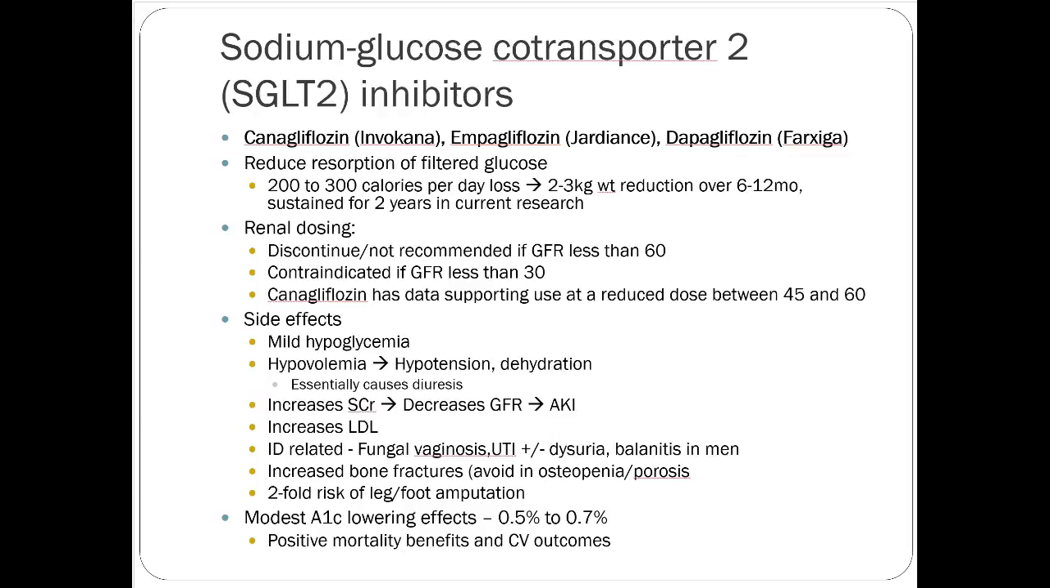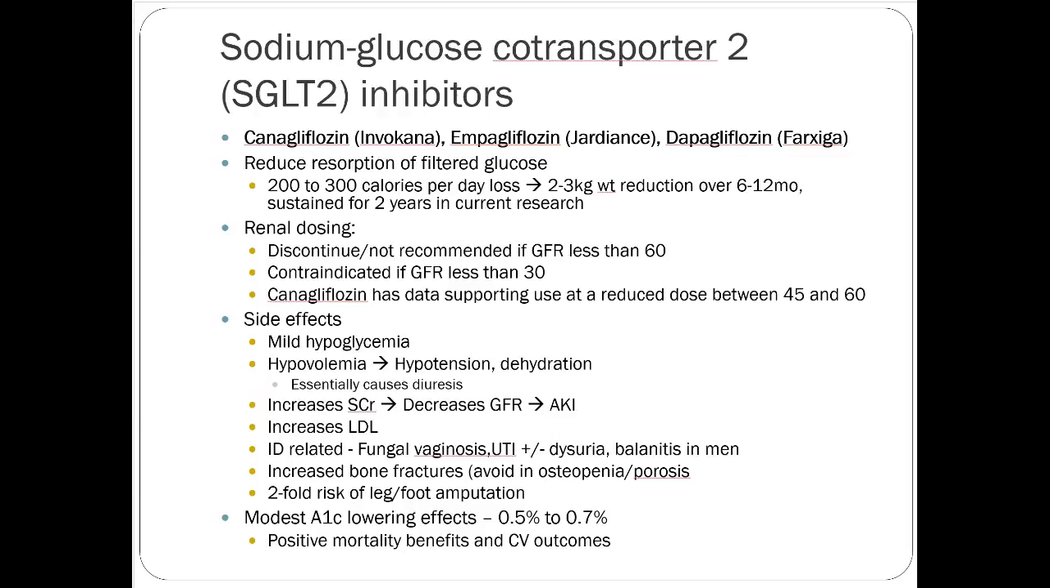And then there's a whole slew of side effects. Hypoglycemia is pretty mild, but it is possible. Hypovolemia can cause hypotension and dehydration. This is essentially causing diuresis, so that's where you're going to see that happen too. Increases in serum creatinine can possibly lead to acute kidney injury, although that's rare. Increase in LDL is also not a huge deal. The last few are kind of some bigger ones.